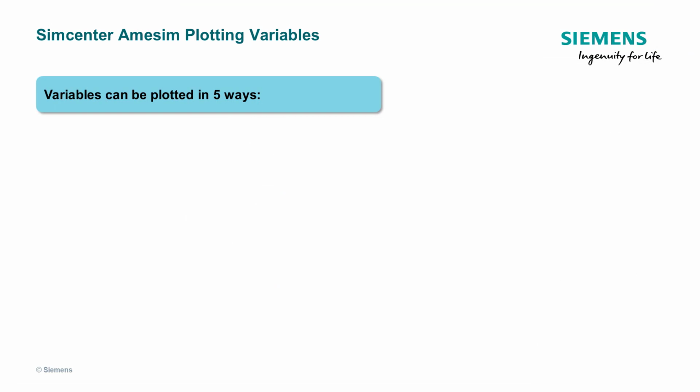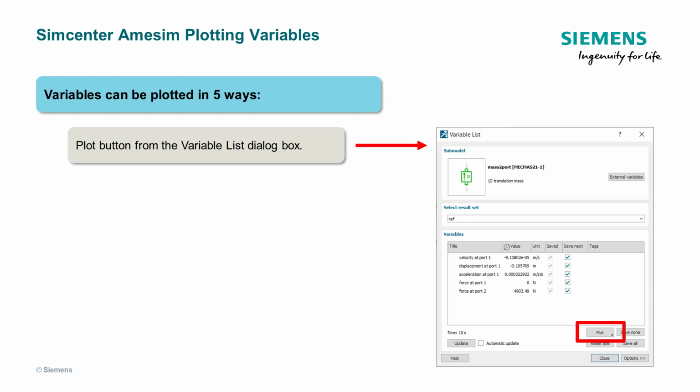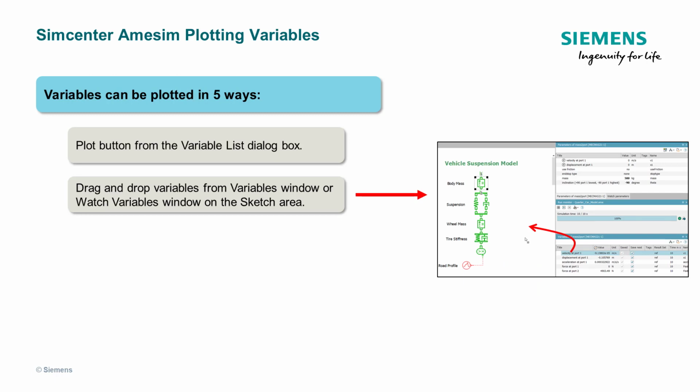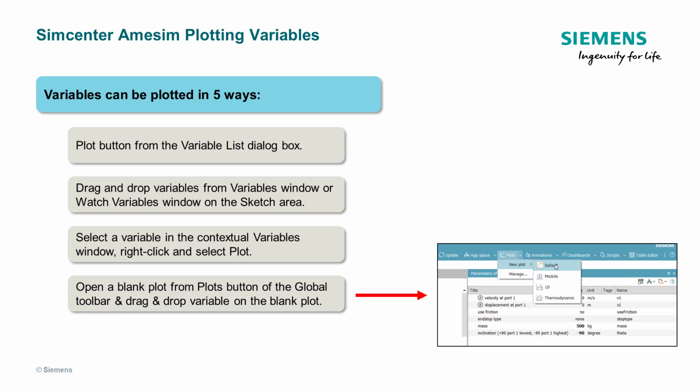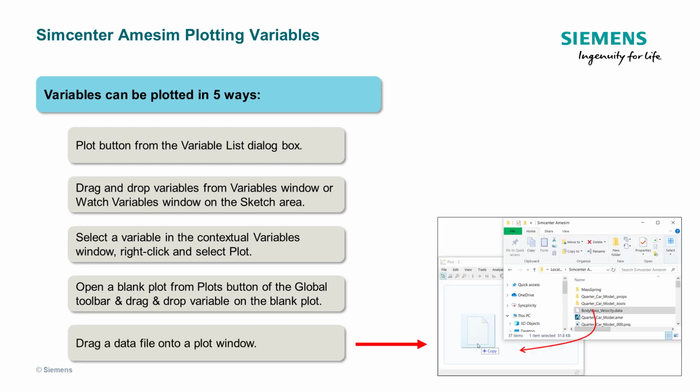The calculated variables can be plotted mainly in 5 ways. First, using the Plot button from the Variable List dialog box. Second, dragging and dropping the variables from the Variables window or Watch Variables window onto the sketch area. Third, by right-clicking on a variable from the Variables window and pressing the Plot button. Fourth, by dragging and dropping a variable on a blank plot created using the Plots button from the Global toolbar. And last, by dropping a data file onto a plot window. Now let's look at these options in detail.